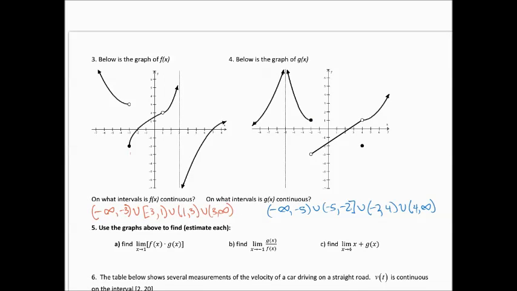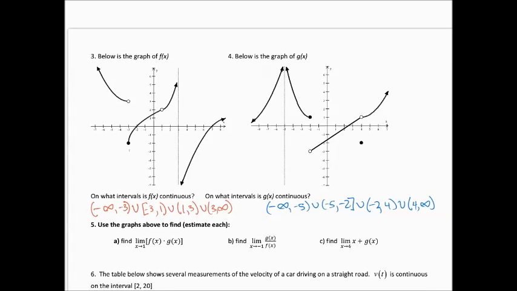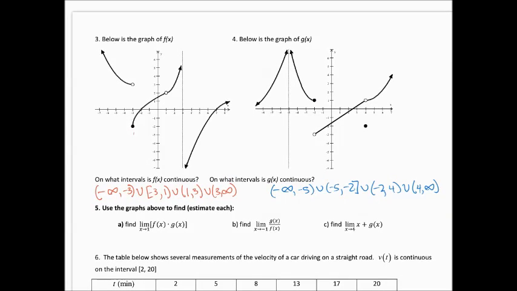Number 5 asks us to use these graphs to estimate these values. Let me slide this up just a bit. Okay, and let's take a look. For part A we have the limit as x approaches 1 of f of x times g of x. Remember, we learned that on these limits you can break them apart and do the limit as x approaches 1 of f of x times the limit as x approaches 1 of g of x. Do them each separately, then do the multiplication.